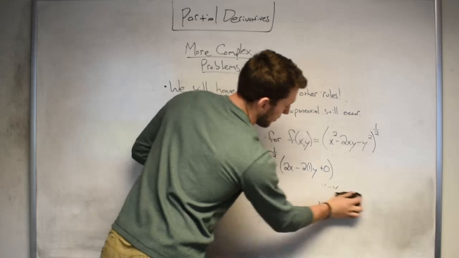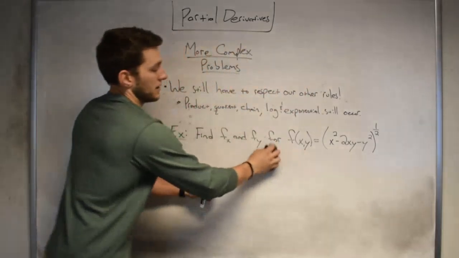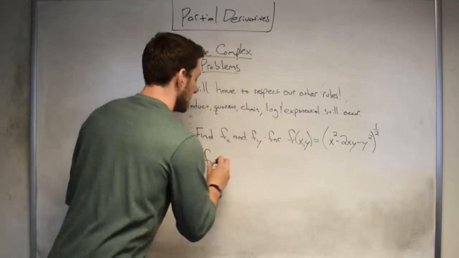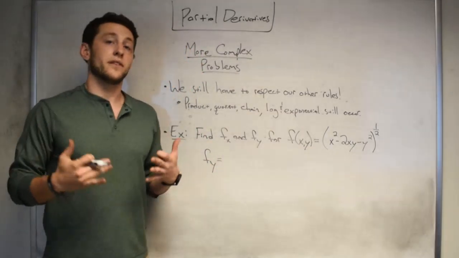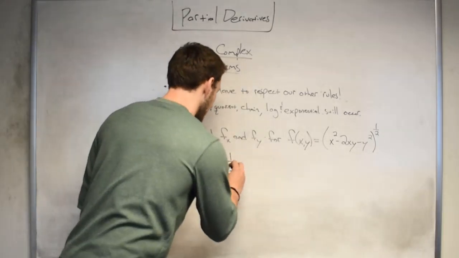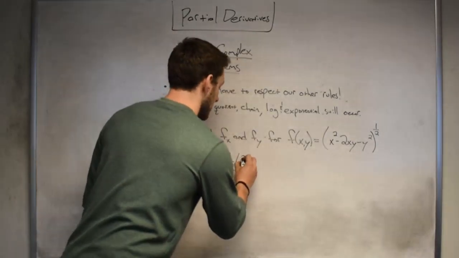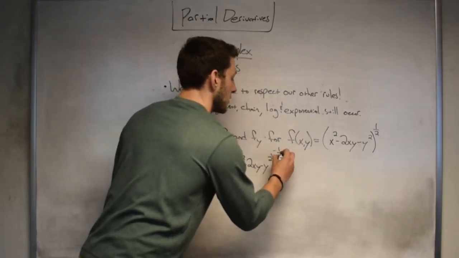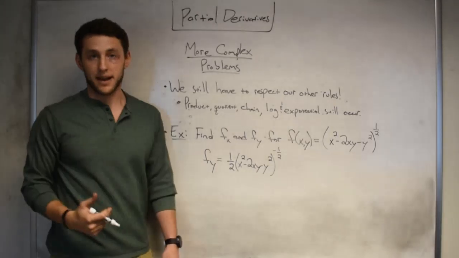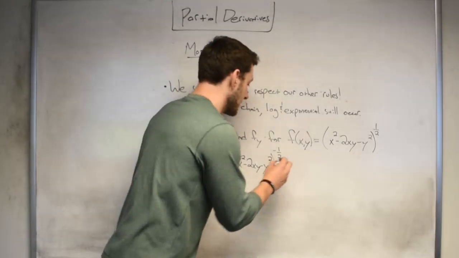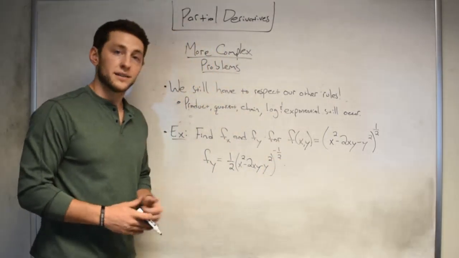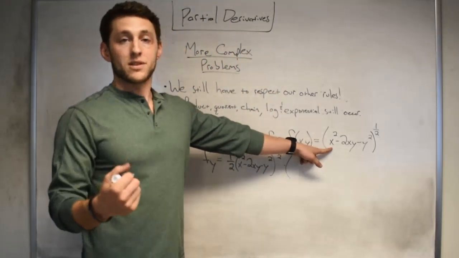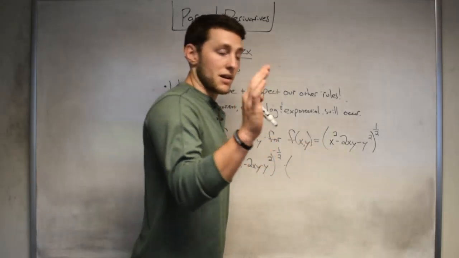Now, in order to find f sub y, we still have to respect the chain rule. So, f sub y is equal to the derivative of the outside, 1/2 times x squared minus 2xy minus y squared to the negative 1/2 power, so that part stays the same, times the derivative of the inside with respect to y. The derivative of the inside with respect to y, well, since there's no y term there, it's just a constant. That's how I'm viewing it.